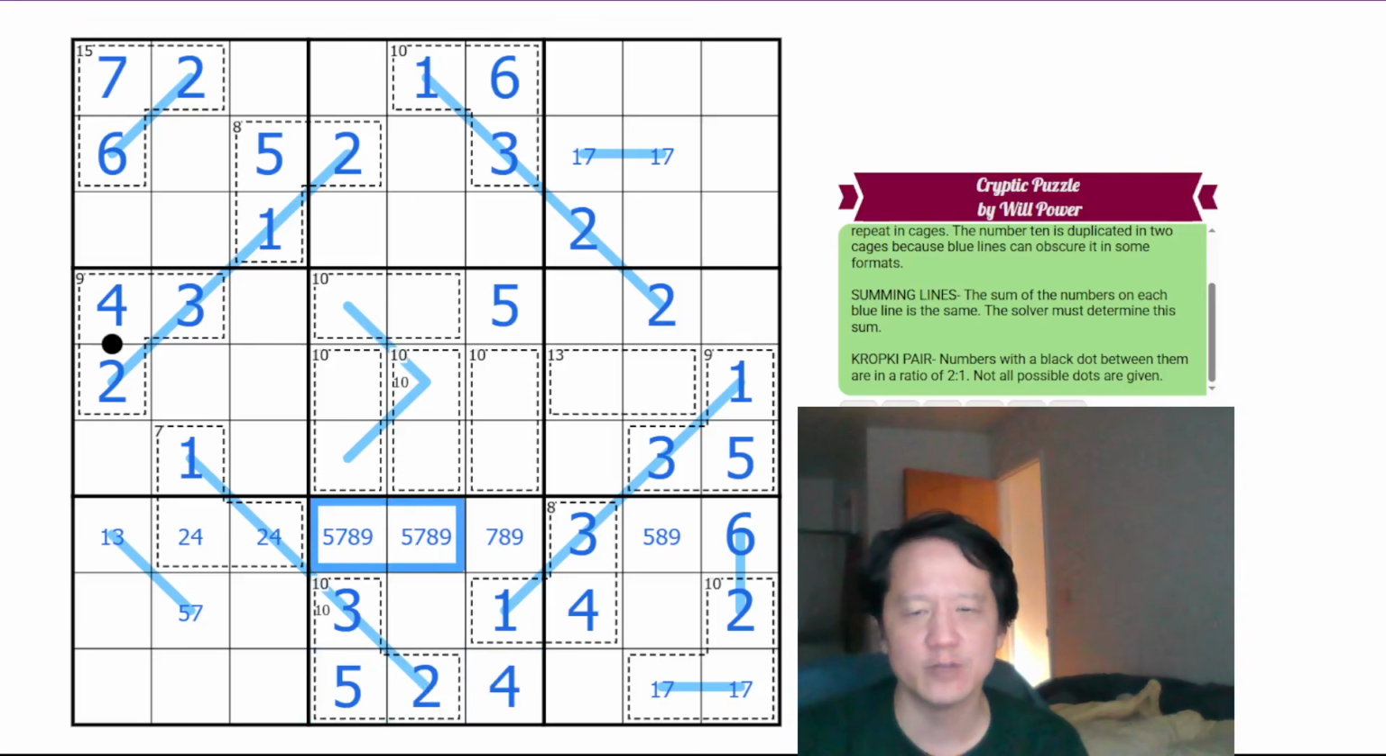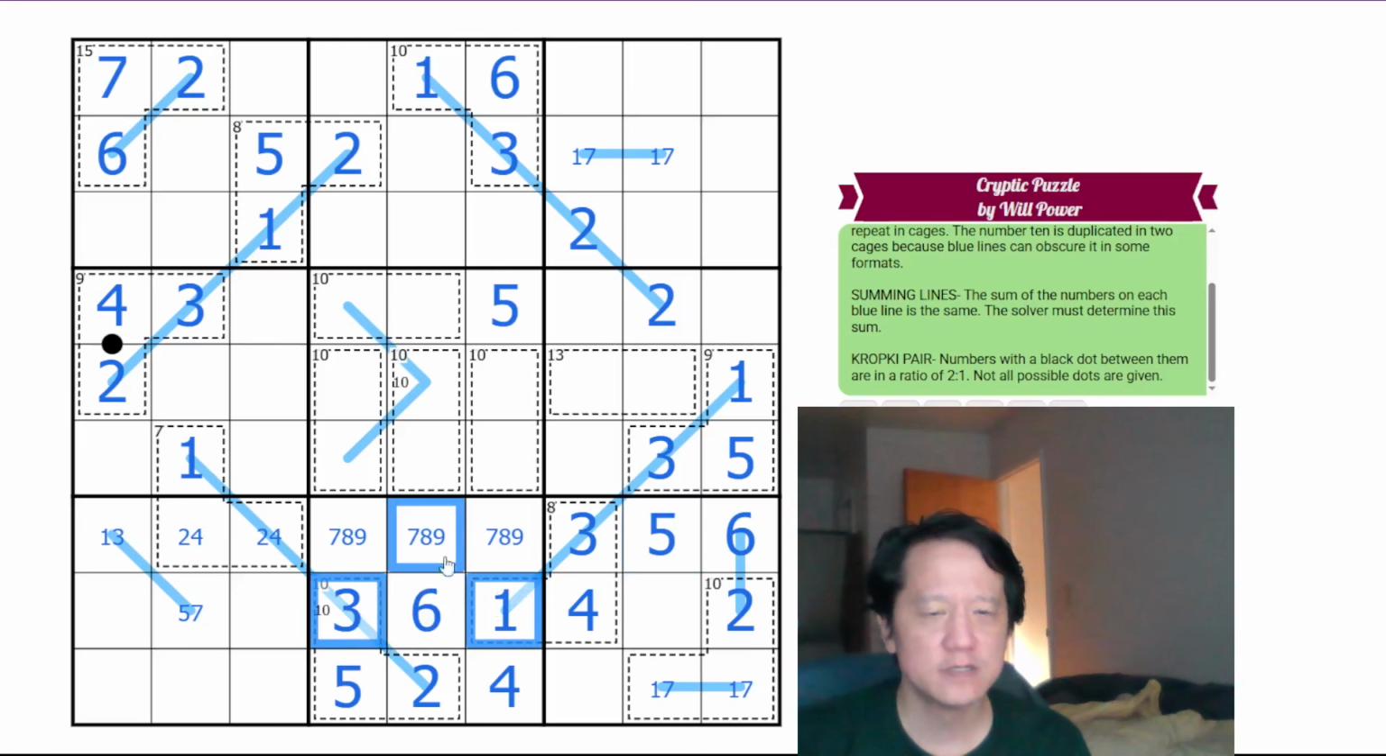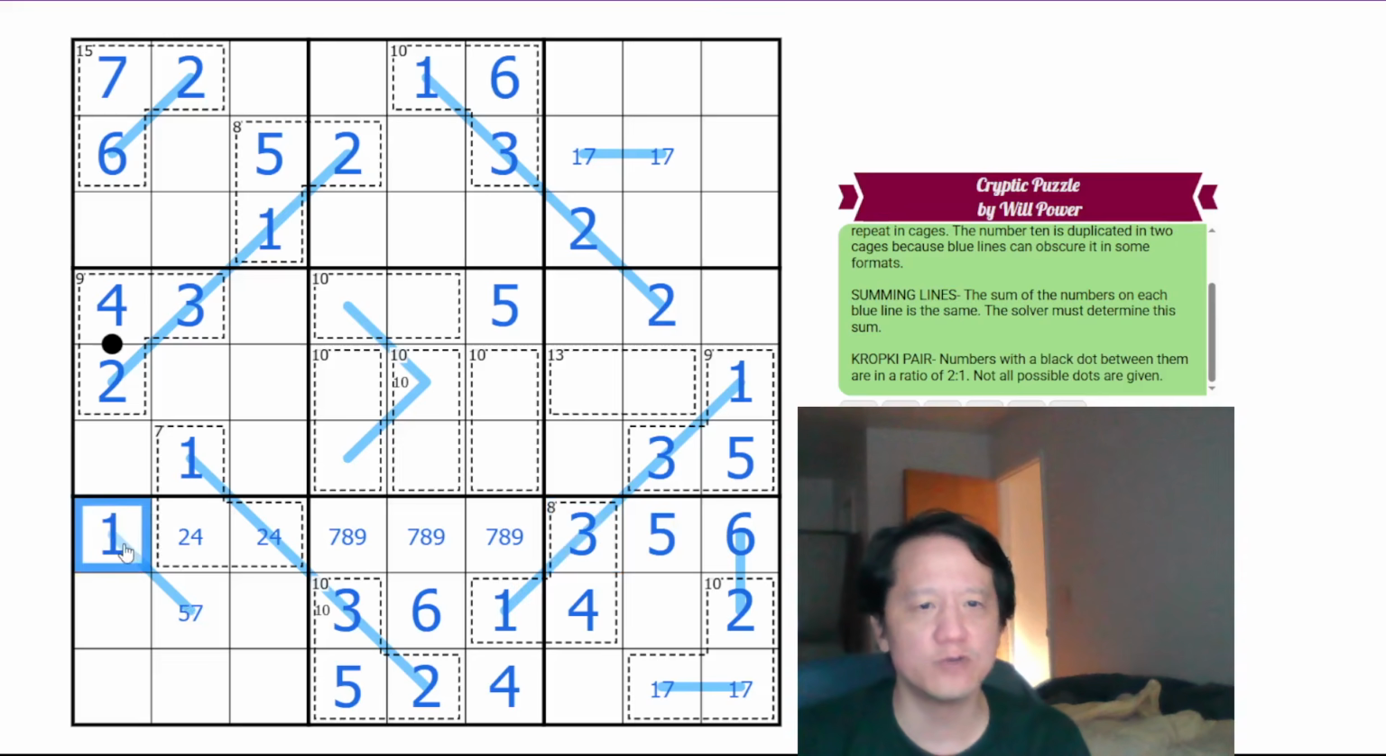No 5 available in the rest of this box. Where is the 5 in row 7? It has to be here. That leaves this digit as a 6. 3 eliminates 3 here, so it's 1, which makes that 1 and 7 to add up to 8.